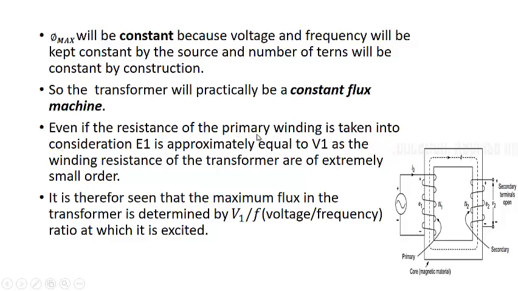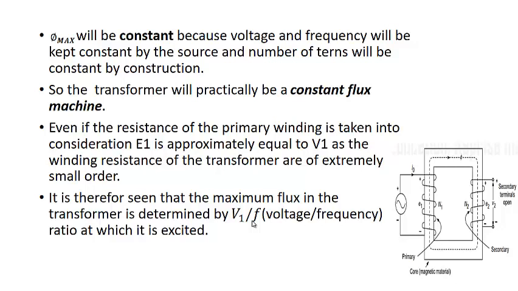Even if the resistance of the primary winding is taken into consideration, E1 is approximately equal to V1, as I have told you just now, as the winding resistances of the transformer are of an extremely small order. It is therefore seen that the maximum flux in the transformer is determined by the ratio of this and this, at which it is excited. That is, it depends upon the ratio of the input voltage and the input voltage frequency.